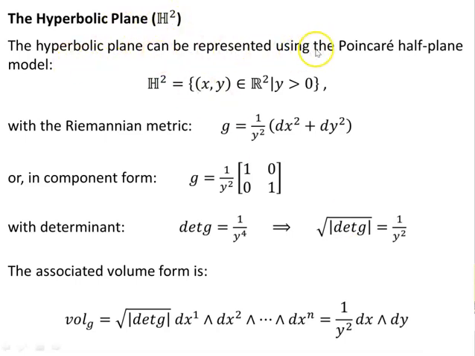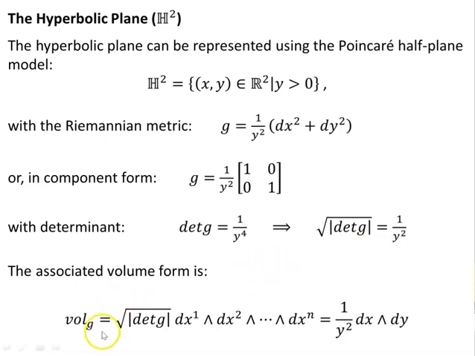The hyperbolic plane can be represented by the Poincare half-plane model. H2 is the set of ordered pairs (x, y) that belong to R2 with the restriction that y is greater than 0, with the Riemannian metric g being 1 on y squared times dx squared plus dy squared, or in component form, g is 1 on y squared times the matrix 1, 0, 0, 1. The determinant of that is simply 1 on y to the 4, and that implies that the square root of the absolute value of the determinant of g is 1 on y squared. So far so good.